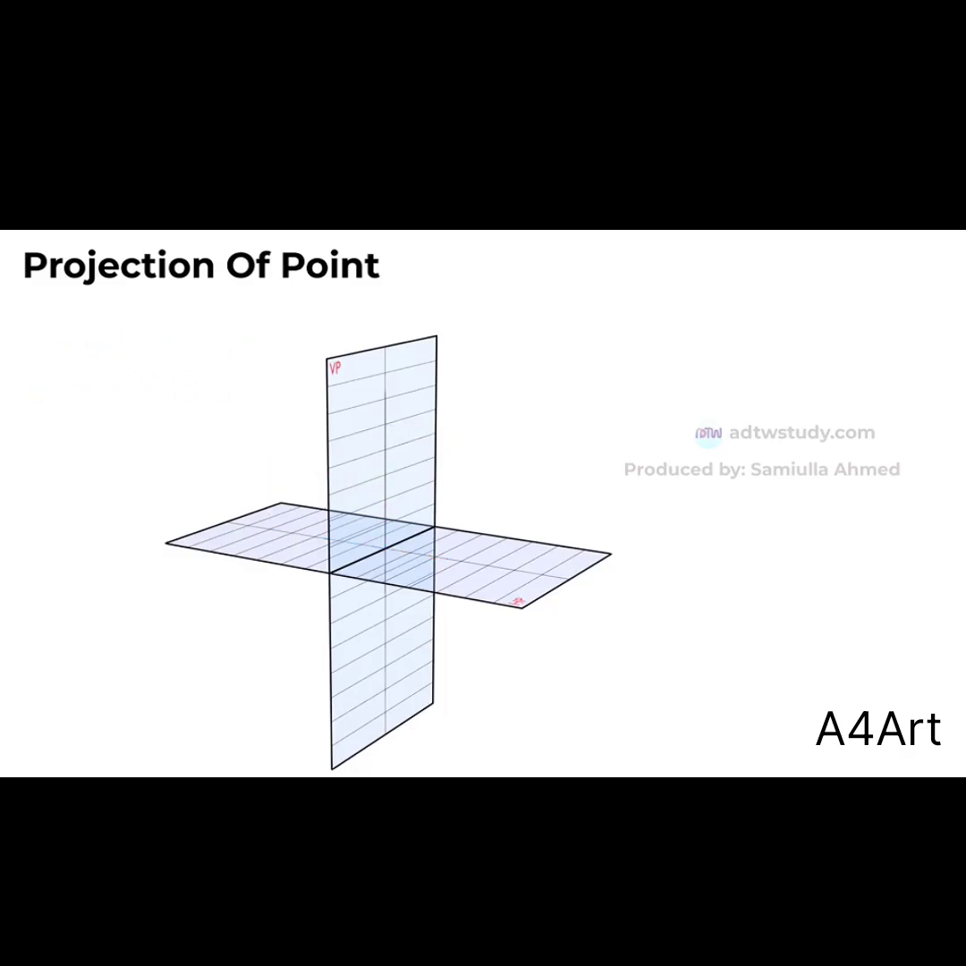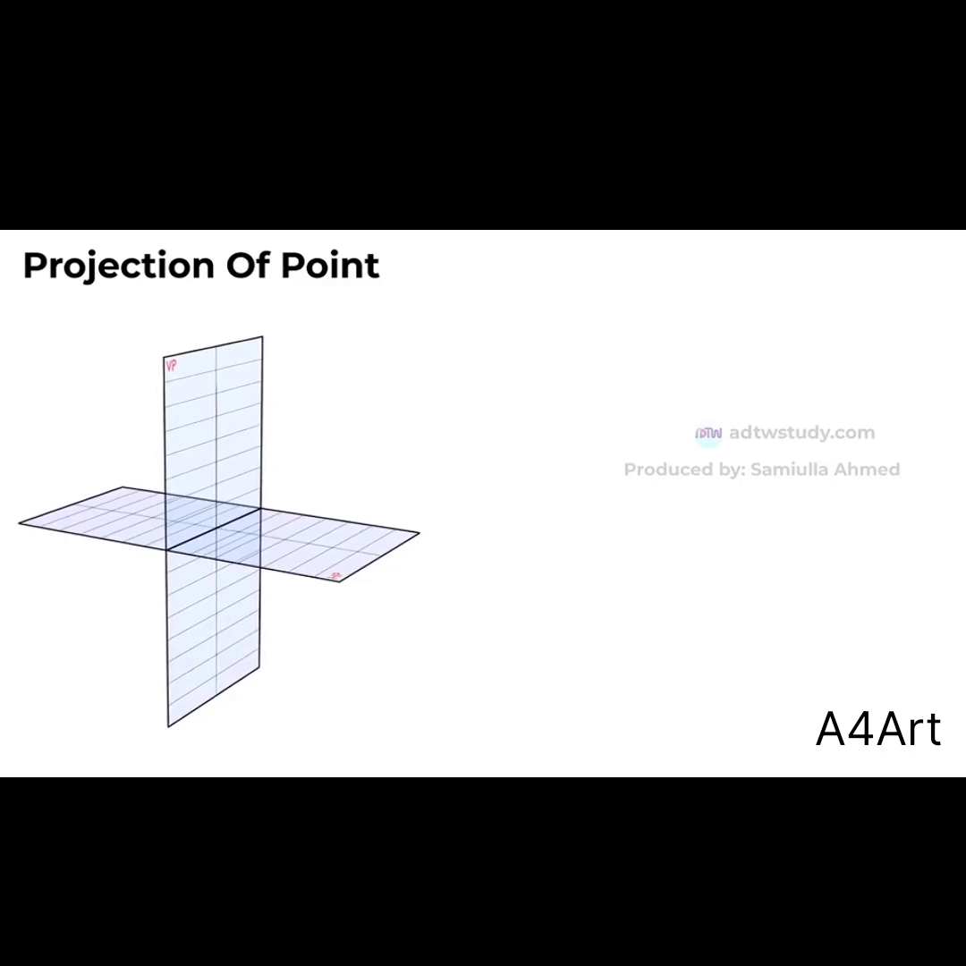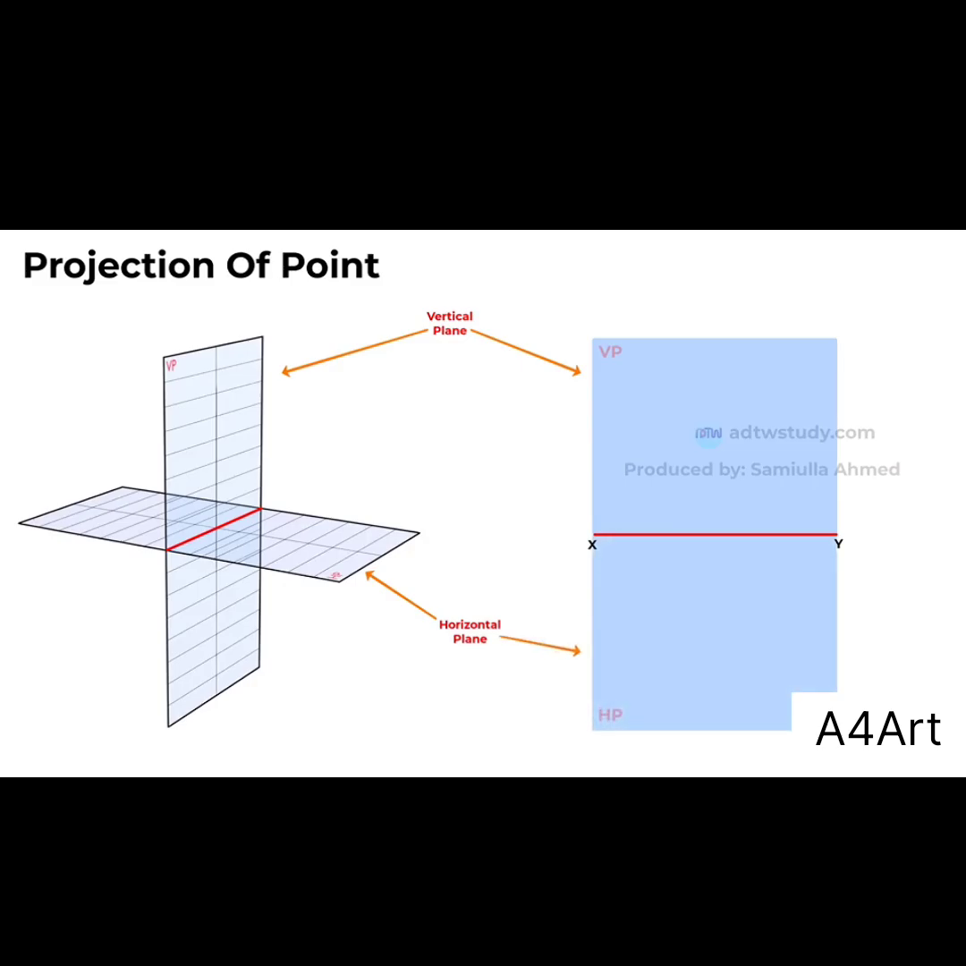Next, we will explore the process of illustrating the front view and top view of a point in a 2D plane when positioned in different quadrants. Begin by drawing a horizontal line representing the XY axis. This line corresponds to the three-dimensional view. The vertical plane in the 3D view is depicted by the region above the XY line, while the horizontal plane is represented by the area below the XY line.